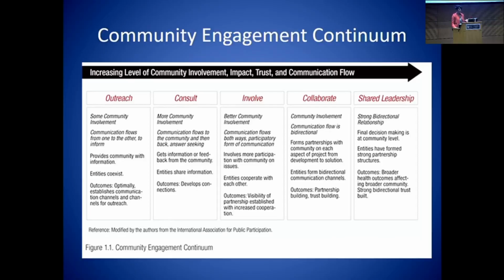And it can also go as far as shared leadership, which really gets to the end of your participatory research, where there's a strong bi-directional relationship. The final decision making is at the community level. There have been formed strong structures around this, and again, there's shared decision making around the outcomes.